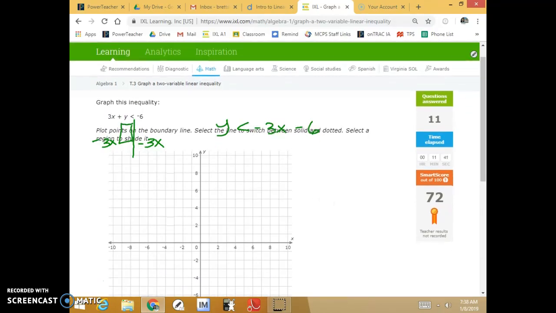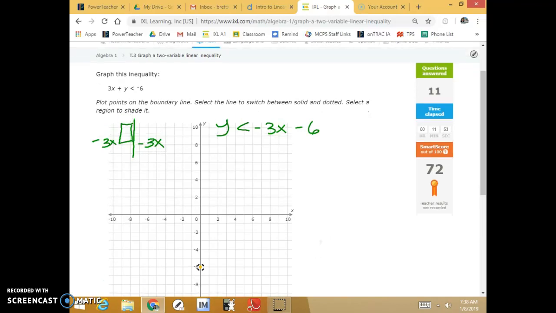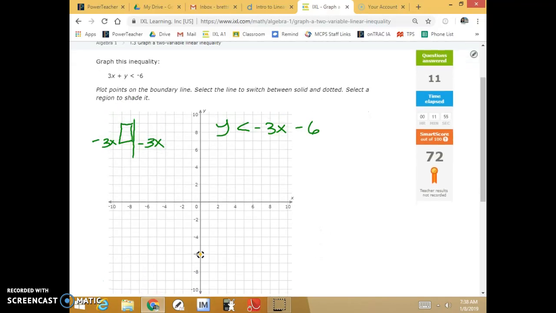So I want to go down to negative 6 on the y-axis, because that's my y-intercept. And I know that I have a slope of negative 3, which is down 3 and to the right 1. It's going to be a dotted line because solutions cannot lie on this line. It doesn't have an equal to, so I'm going to click on my line and try to change it to dotted. And then I know that my solutions are going to be below this line, so I'm going to shade the area below this line.